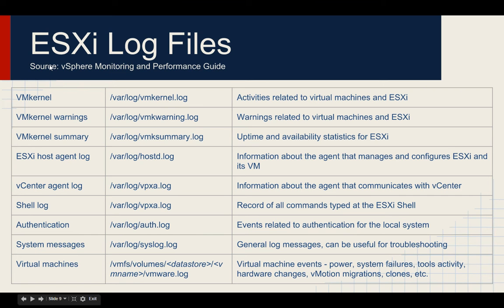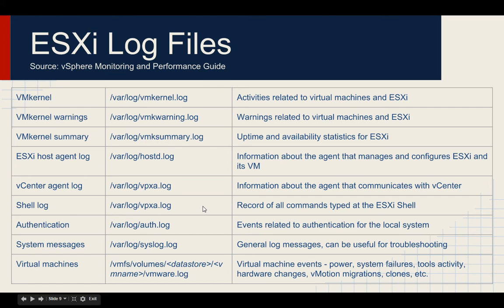And the same thing for the ESXi logs on your hosts. Again, most of the action is here in the VMkernel log. That logs all activities related to virtual machines and the host itself. Then there's a separate log broken out for warnings and a summary log with uptime and availability statistics about the host. Then there's logs for the host agent and the vCenter agent. The host agent manages ESXi and its VMs. The vCenter agent is what communicates between the host and the vCenter.